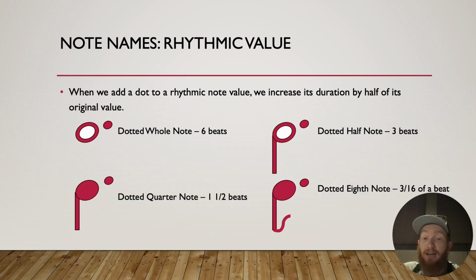Now you can add a dot to any rhythmic note value you want. When you add the dot to a rhythmic note value, we increase the duration by half of its original value. So a dotted whole note is now worth 6 beats. A dotted half note is worth 3. A dotted quarter note would be 1.5 beats, and a dotted eighth note would be 3/16 of a beat.